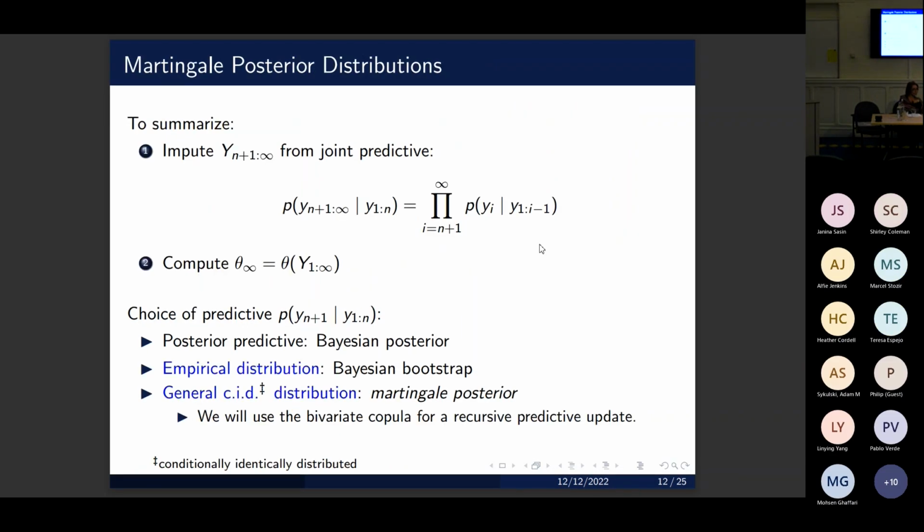And so the Martingale Posterior distribution framework is going to consist of these two steps. And what's really interesting, at least in our view, from this framework, is that it encompasses a few really interesting use cases and also gives suggestions for new specifications of models.